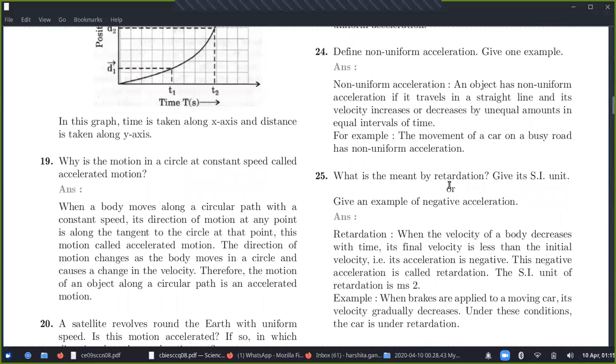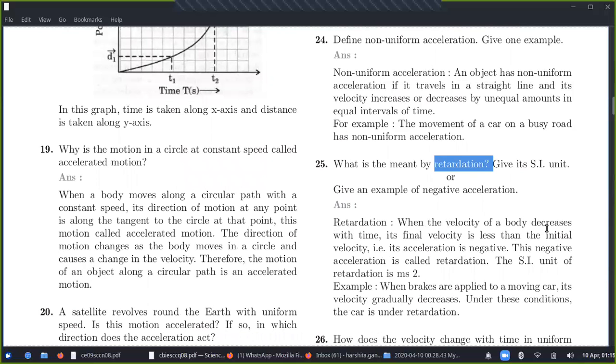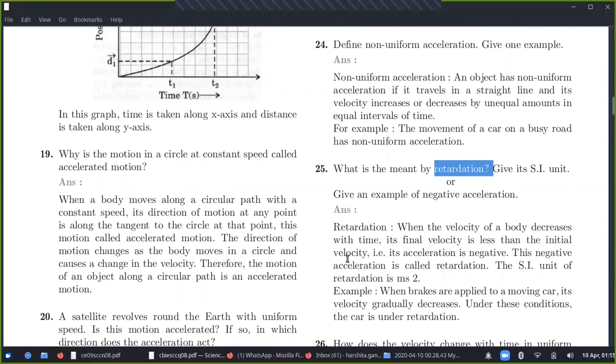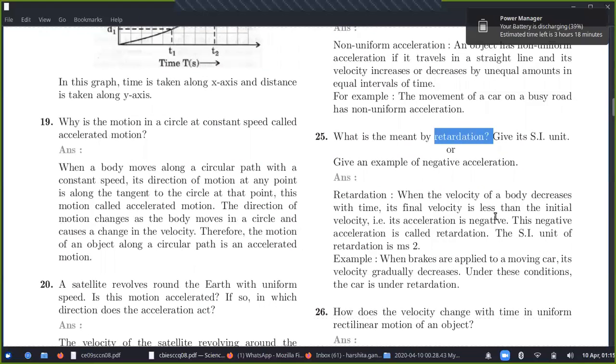Moving to question 25. What do you mean by retardation? Give its SI unit. Give an example of negative acceleration. Negative acceleration is what is written here, and negative acceleration means retardation. When the velocity of a body decreases with time, its final velocity will be less than the initial velocity and its acceleration is negative. You can see that from the first equation of motion also, v equals u plus at. Just put final velocity less than initial velocity, and you will see that a comes out to be negative. This negative acceleration is called retardation. Its SI unit is the same as acceleration, which is meters per second square.